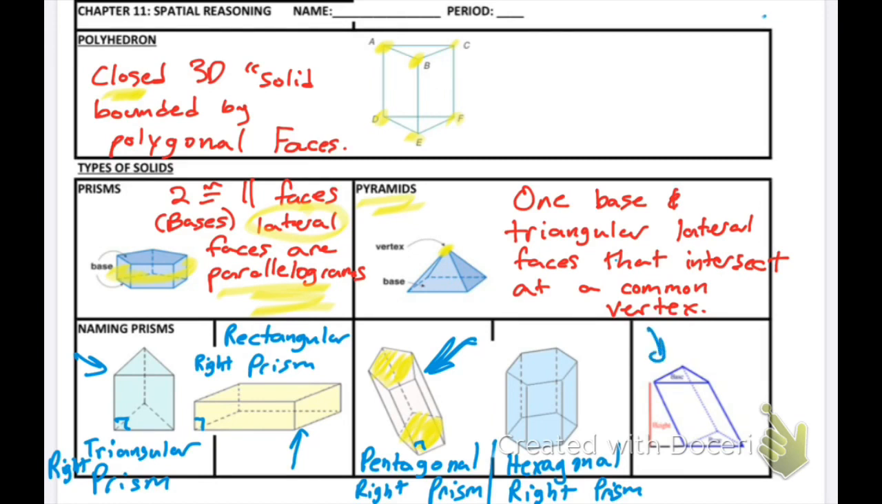Now let's look at this one over here. Now this is not a right prism because I don't get a right angle right there. So the way that I'd name this is I'll say that this is oblique or slanted. I look at my bases, they're both triangles, so this would be an oblique triangular prism. That's how you do that.